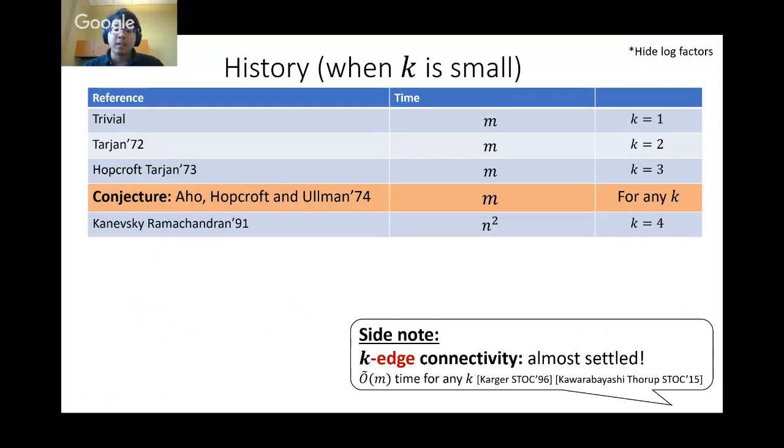But as a side note, for a very closely related problem, K-edge connectivity, where you ask the same question, but whether the graph can be disconnected by removing fewer than K edges, this problem was almost settled more than 20 years ago by Karger. We know how to solve this in near linear time for any K. But for vertex connectivity, this is still the state of the art.